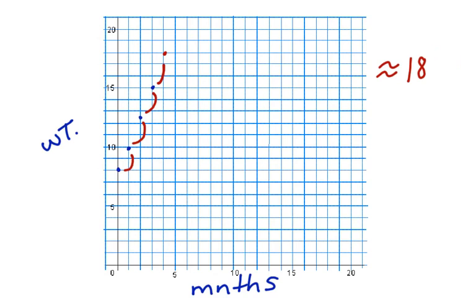Here, let's fix that a little bit. 18 pounds. And this is how we can use a linear model to predict. If we wanted to connect these lines, we could do it by drawing a line like this. Now we've represented the growth of the baby over time on a linear graph using a linear model.